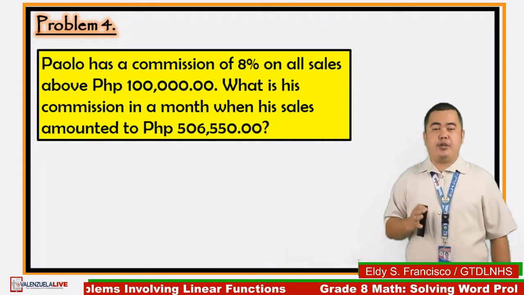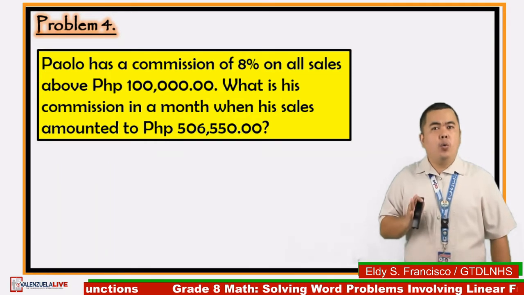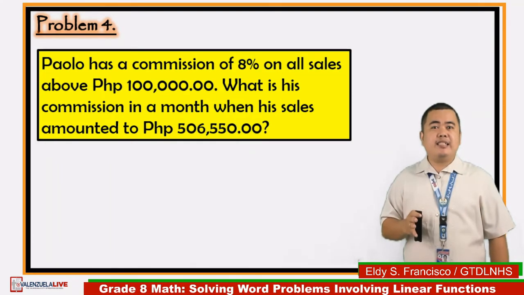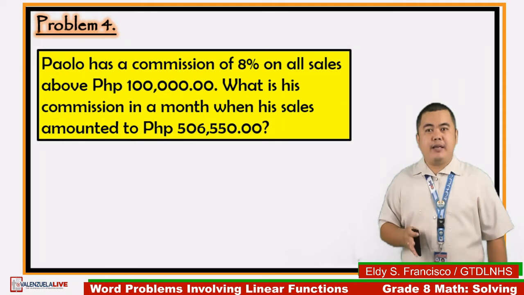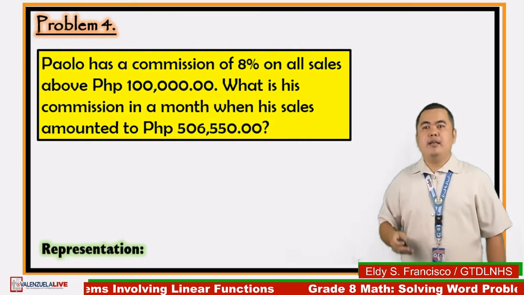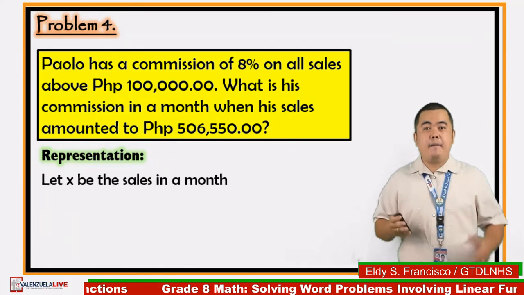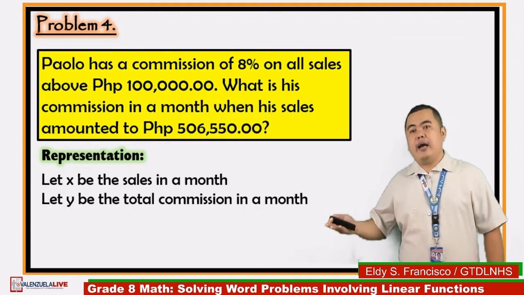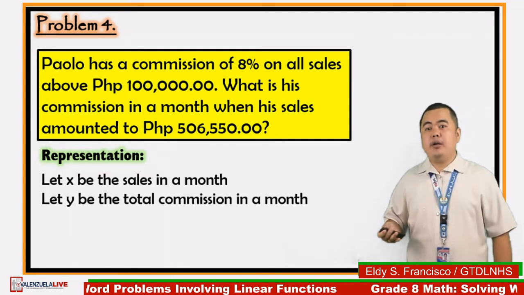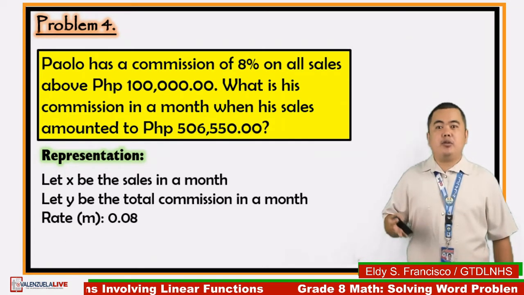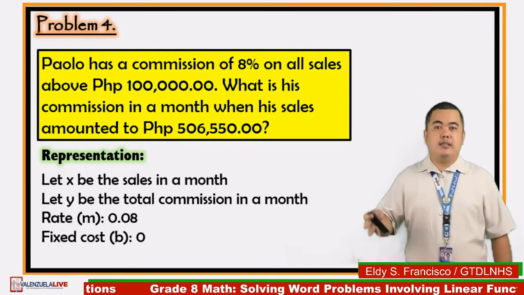Paulo has a commission of 8% on all sales above 100,000 pesos. What is his commission in a month when his sales amounted to 506,550 pesos? Okay, so for the representation, let x be the sales in a month. And let y be the total commission in a month. And our rate is 8% or 8 hundredths. Then, our fixed cost is 0.